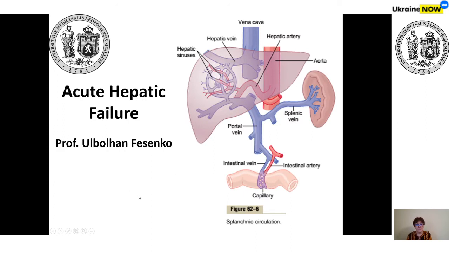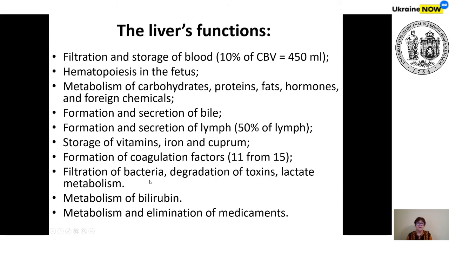The second part of our lecture is about acute hepatic liver failure. I hope you remember that the liver is included in splanchnic circulation. The liver functions in the human body. It's filtration and storage of blood, hemopoiesis in the fetus, metabolism of carbohydrates, proteins, fats, hormones, and foreign chemicals, formation and secretion of bile and lymph. Half of lymph is formed in the liver.